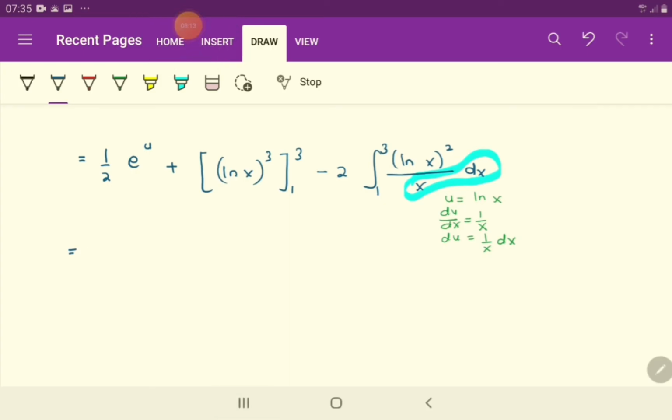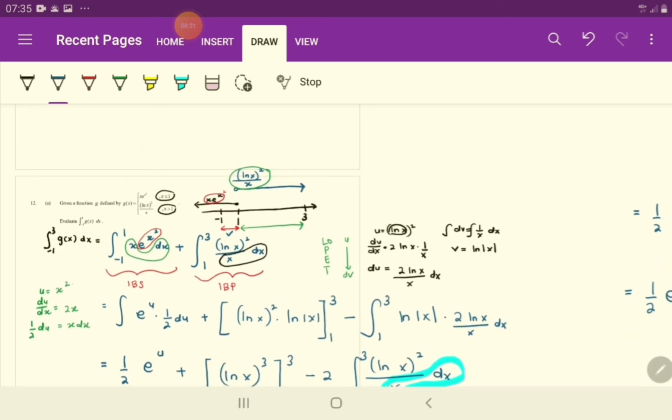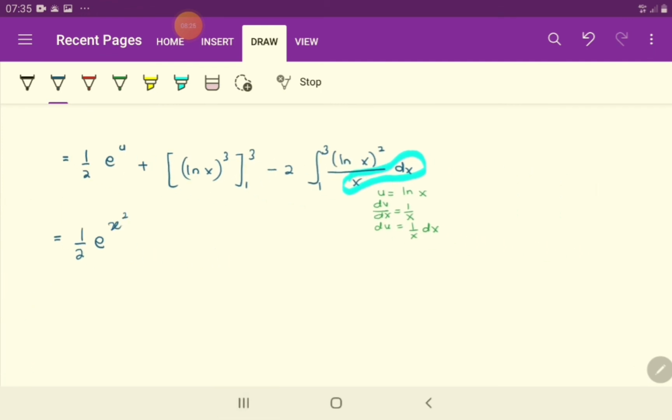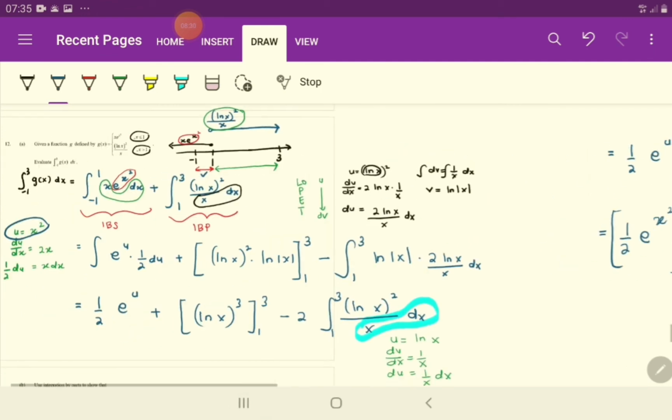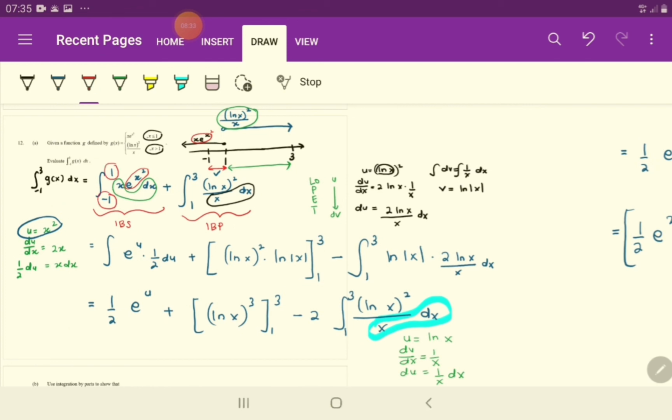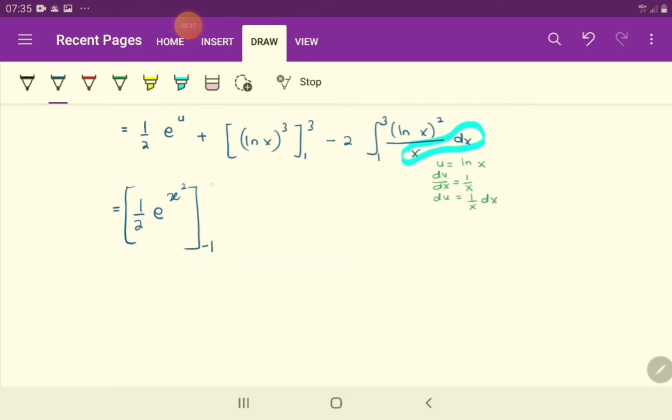Let me resubstitute the u in 1 over 2 e^u. The u in the first place is x squared, and the limit for this one is between -1 and 1. For the second part, it's just as it is, ln x cubed from 1 to 3, and then minus 2. Now I am applying the integration by substitution method, so I don't write down the limit. I just substitute ln x as u, so I will have u to the power 2 multiplied by 1 over x dx, which is du.